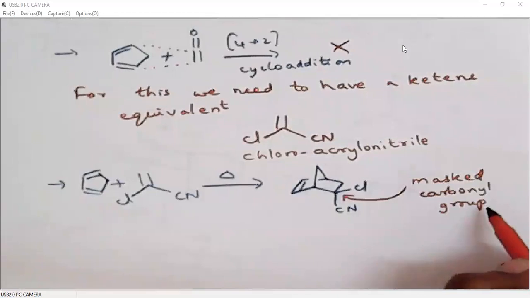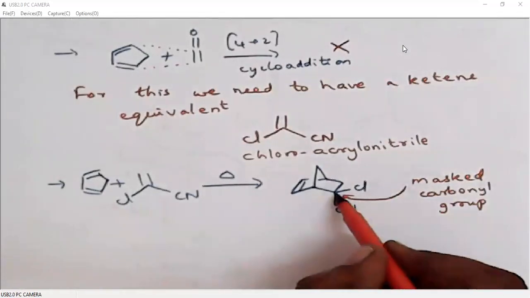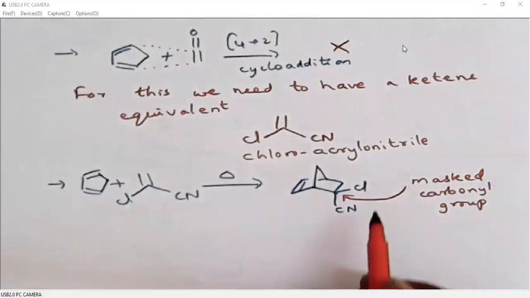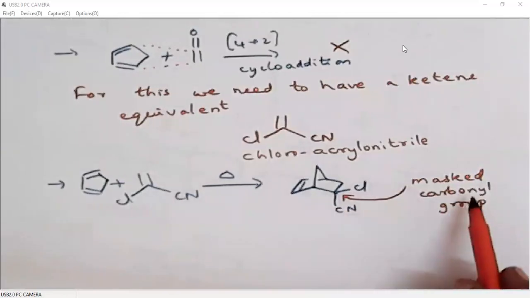What is the product of 2+2 cycloaddition with ketene? A product will generate a carbonyl here, right? But here we don't have a carbonyl. Now how do we generate this carbonyl? See, this chlorine and nitrile on the same carbon are known as a masked carbonyl group.